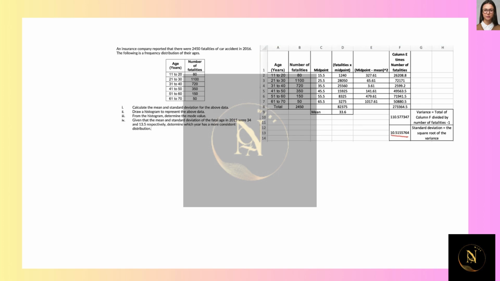Then to get your standard deviation, so here's my standard deviation, and this is my mean, so that's two numbers. You have to do the square root of the variance. So here's my standard deviation, that's my mean. Then it wants you to draw a histogram to represent the data. So here is my histogram.